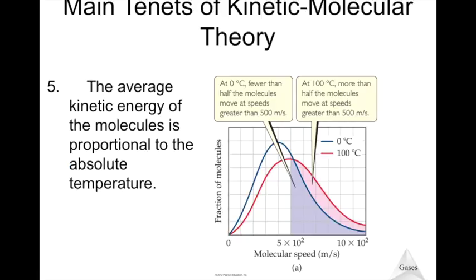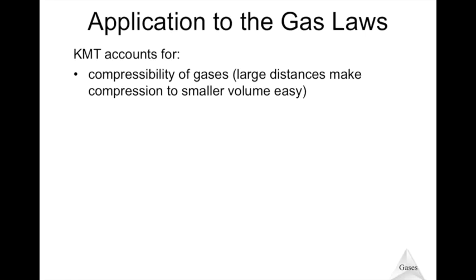However, the average kinetic energy is proportional to the temperature. So if we increase the temperature, we are going to increase that kinetic energy. So what does this mean for us? So KMT, Kinetic Molecular Theory, accounts for lots of different things. One, the compressibility of gases. Because there's large distances between these molecules, we said that the volume of the gases is very small compared to the container, so that explains why you could compress a gas.